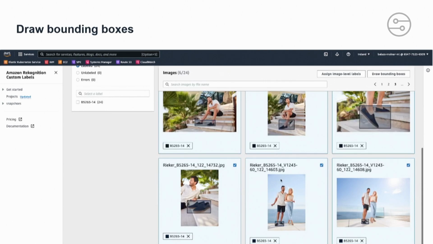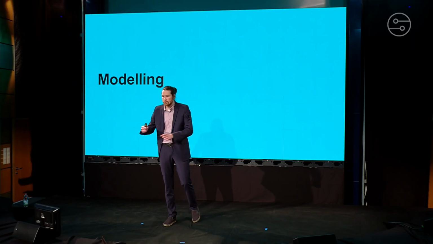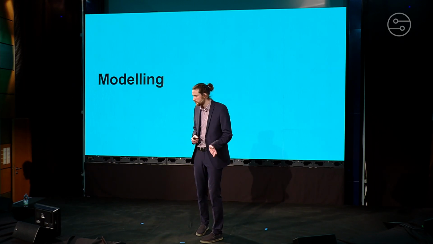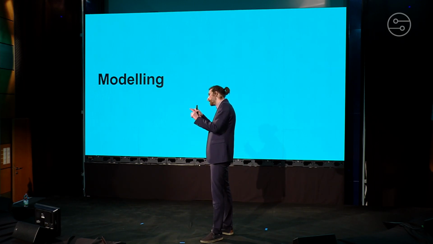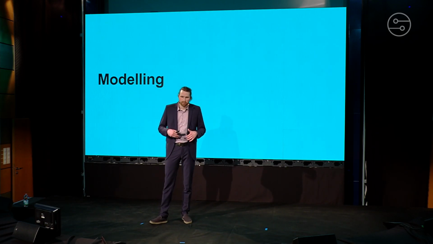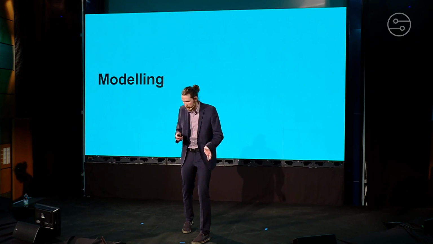Let's do it for all the 24 pictures, and we should be in a position where we have all the pictures labeled as expected. So just a quick recap. We uploaded our data to AWS using the AWS console. We stored this data in a service called Amazon S3, and then we referred to this S3 bucket from Amazon Rekognition Custom Labels, and we did the labeling.